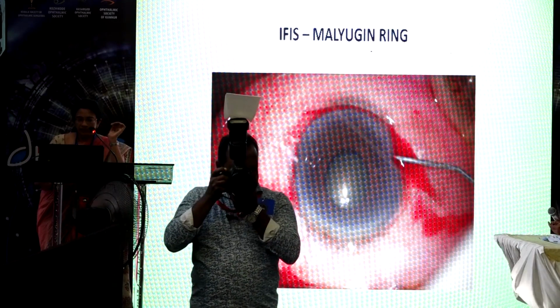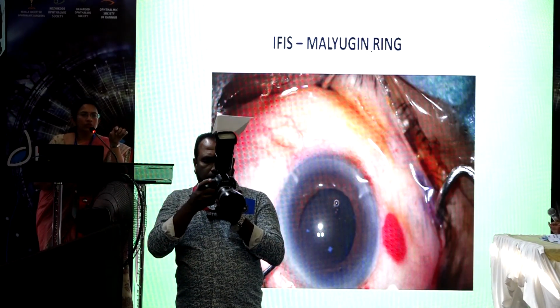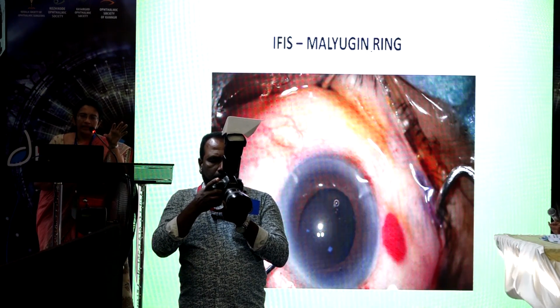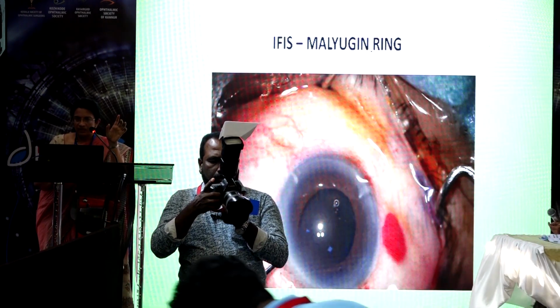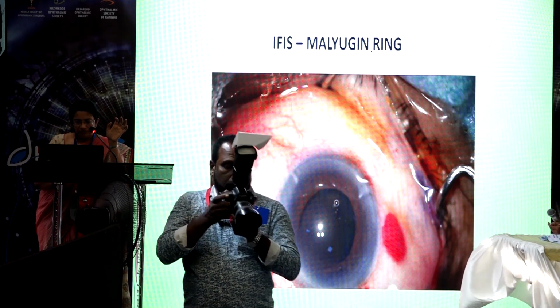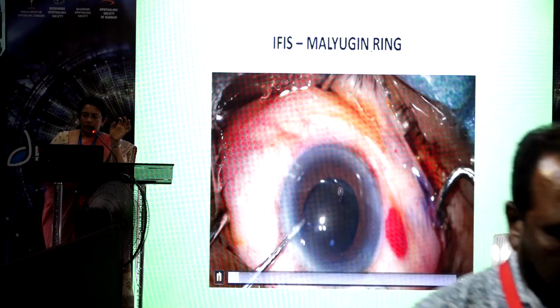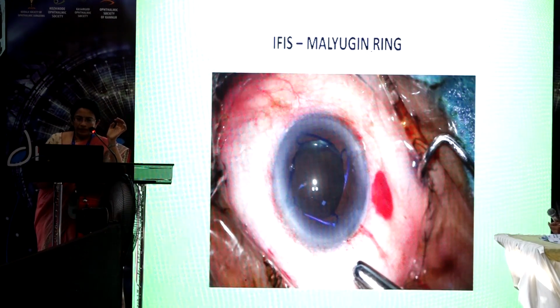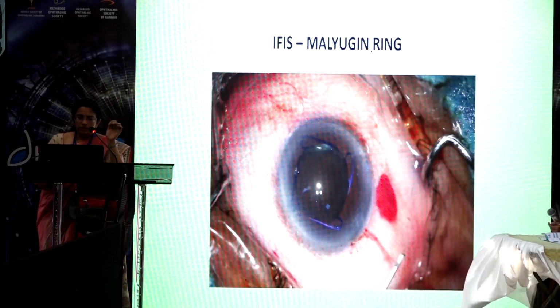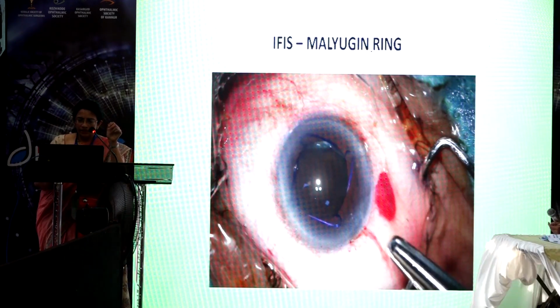Now this is the second case. Actually this patient had severe IFIS in the other eye, and the pupil had moderate dilatation, but since he had severe IFIS in the other eye, I decided to use the ring in the beginning itself, and the nucleus is very hard. It's around NS4, and here as you can see, the ring is giving a good adequate dilatation.